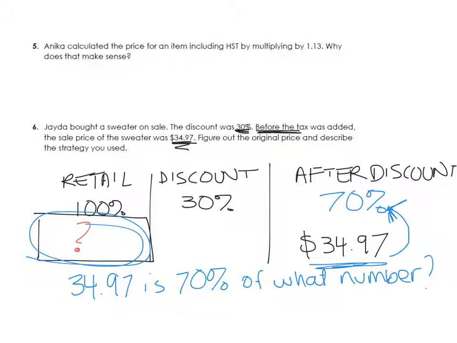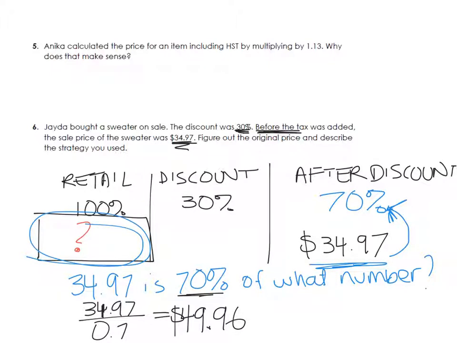And if you remember from question number 2C, we know how to answer that question, because all we have to do when we're given this kind of question is divide 34.97 by 0.7. Turn the percentage into a decimal and divide the number by it. And when we do that, get our calculators out. 34.97 divided by 0.7 gives us 49.95, or 96 if we round properly. That is your answer to the question.